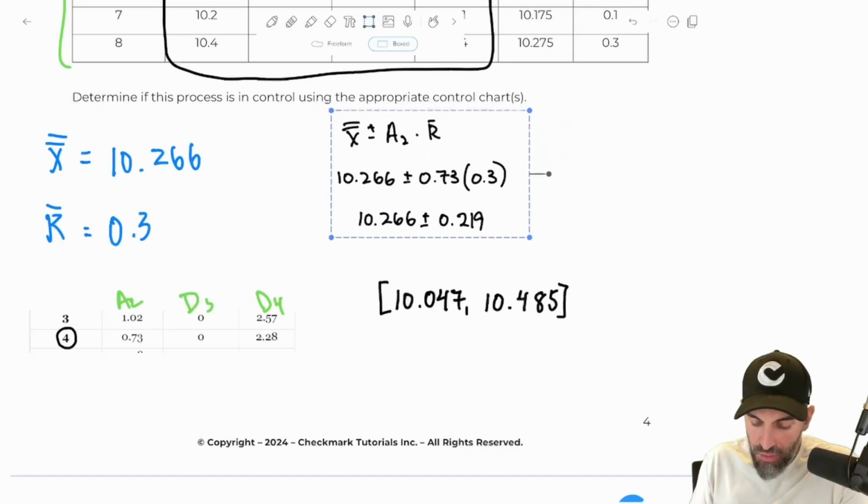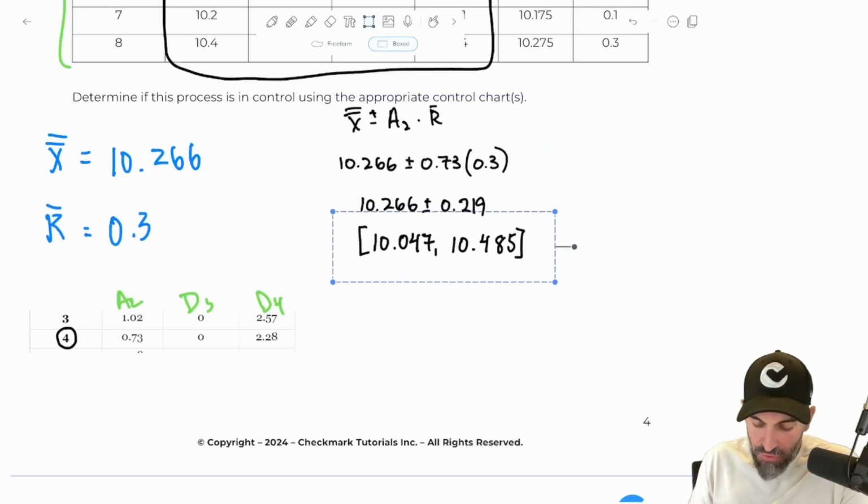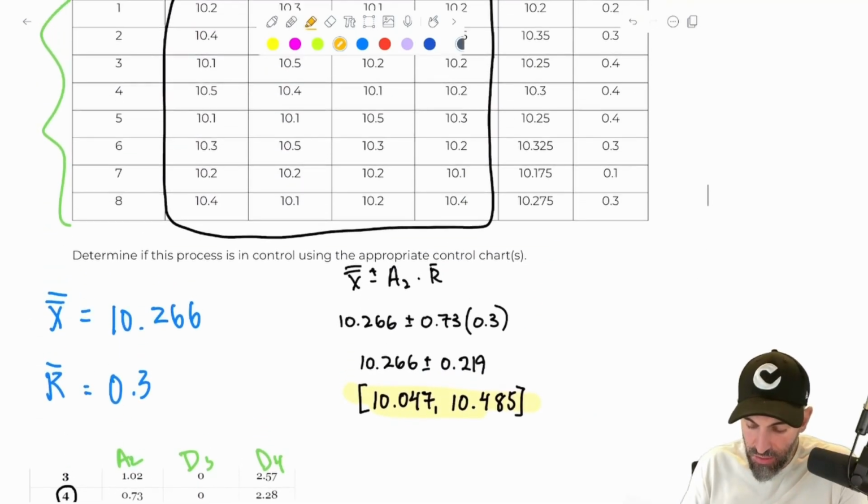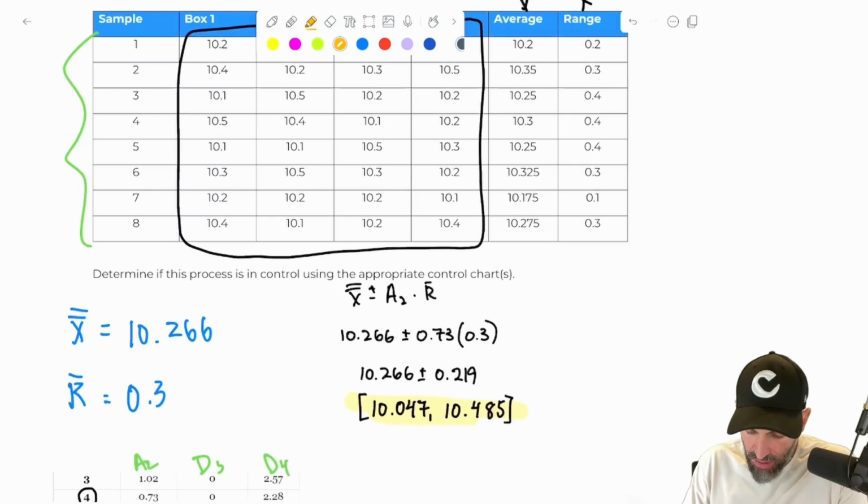So the next thing would be to figure out, like we did before, are all of your X bars within these limits? So let's look. Anything below 10.1? No. Anything above 10.4? No. Okay. So the means are in control.